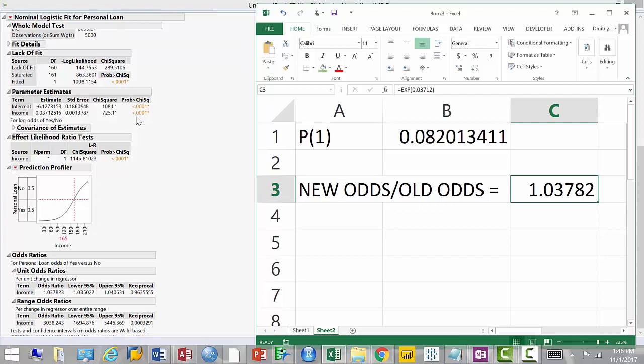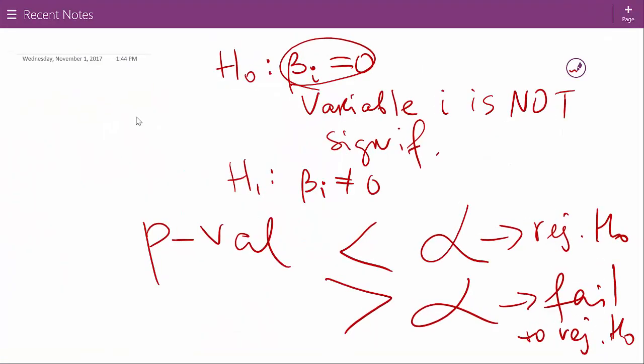P-value is small. What do we do? We reject the null, right? We reject the null in favor of the alternative, and it says, yep, income is a significant predictor. Based on income, you can say something about how likely that customer is to take a loan out of the bank or not to take the loan out of the bank. Okay? So that's kind of regression diagnostics, right?